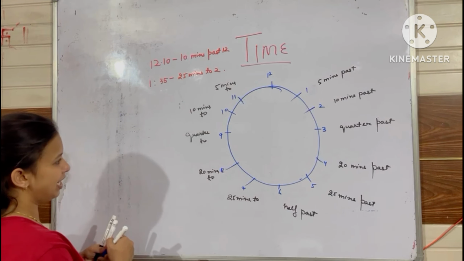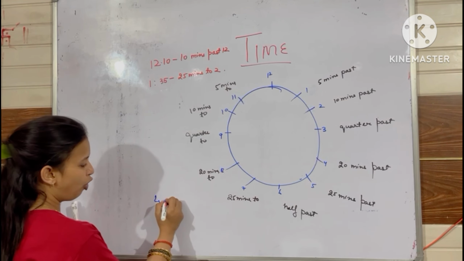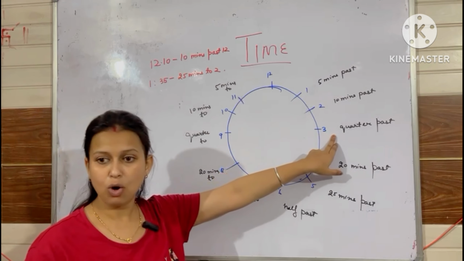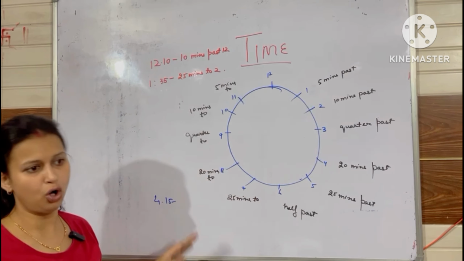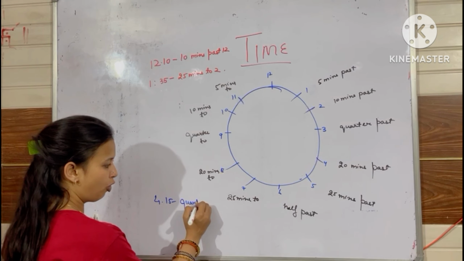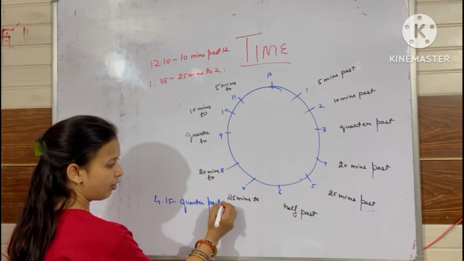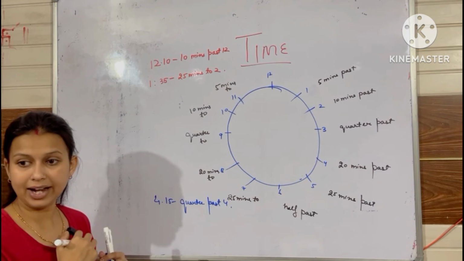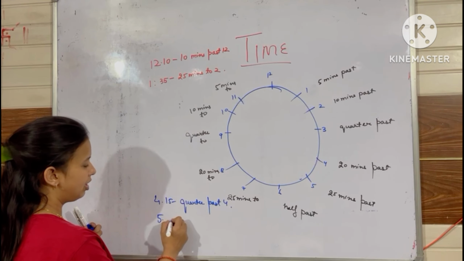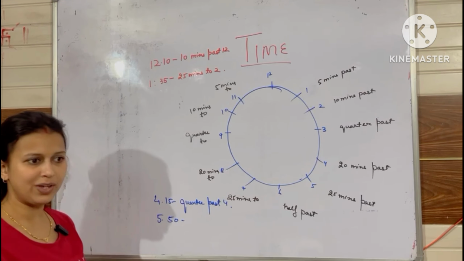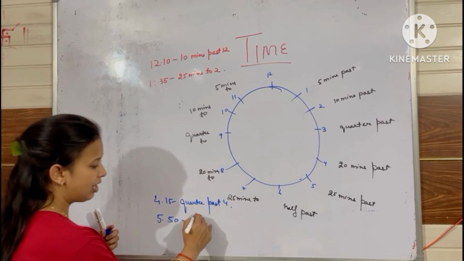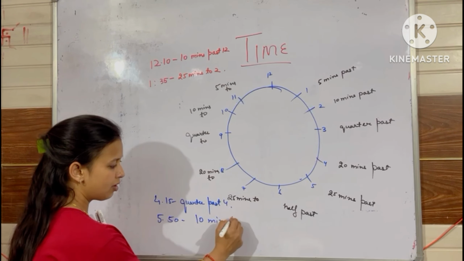Now if I say 4:15, what do we say? Quarter past 4. Correct. If I have 5:50, what do we say? 10 minutes to 6.